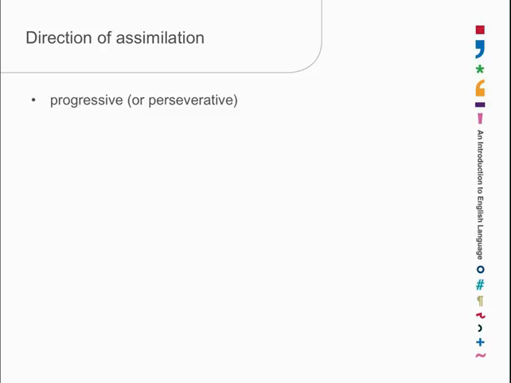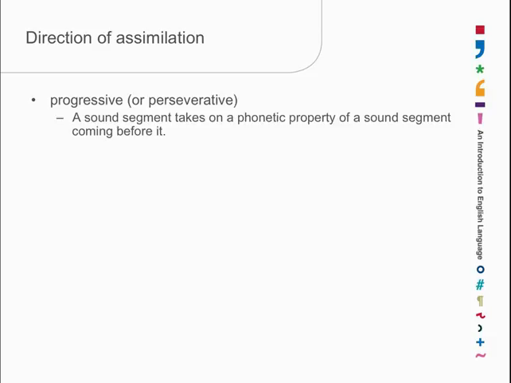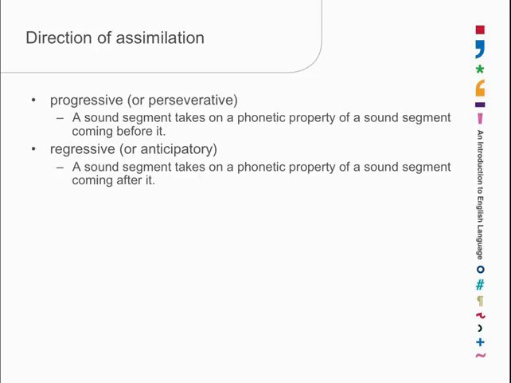Obviously, since sounds come out of our mouths one at a time, one behind the other, the direction of the assimilation is interesting. Which sound is it that influences the one that is undergoing a change? There are progressive assimilations where a sound takes on the phonetic property of another sound which comes before it. In other words, the phonetic property sticks around for a little bit longer. The opposite situation is where a sound, if you like, thinks about what it is that's coming and takes on the phonetic property of a sound that hasn't happened yet. These are called regressive or anticipatory assimilation.